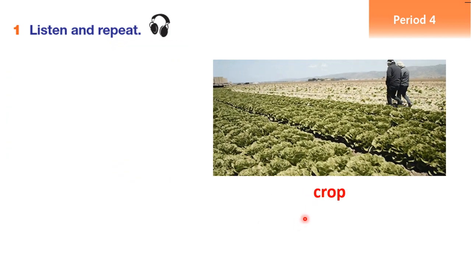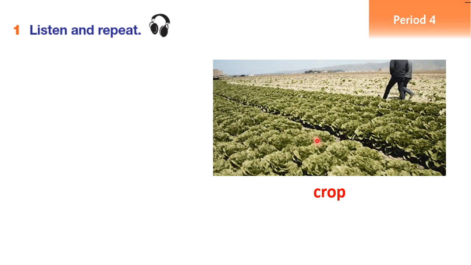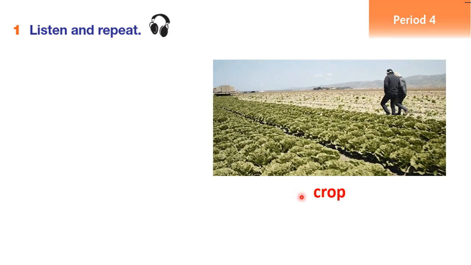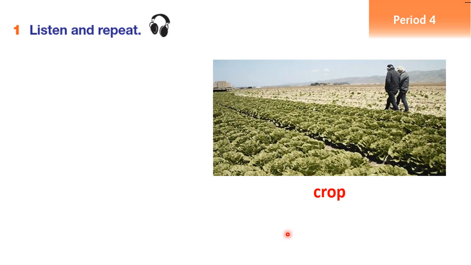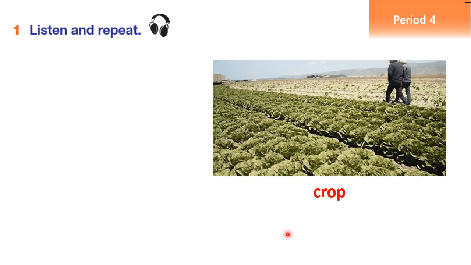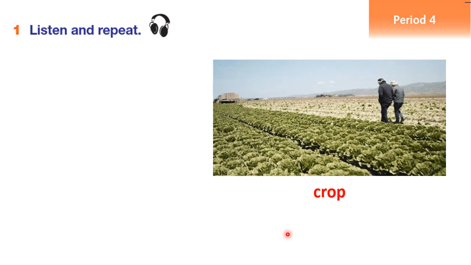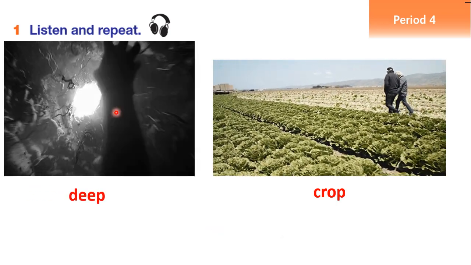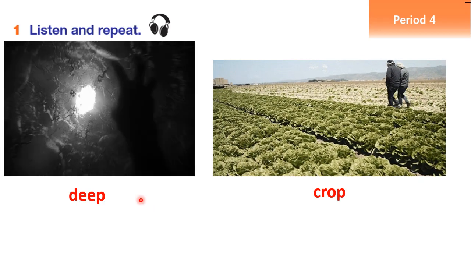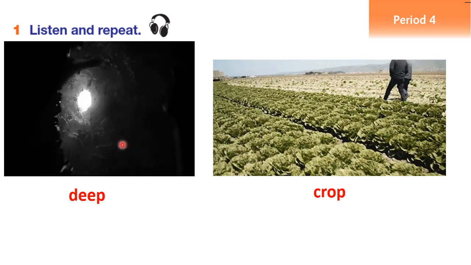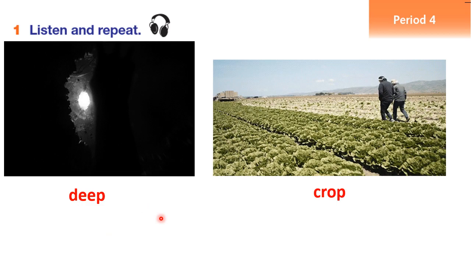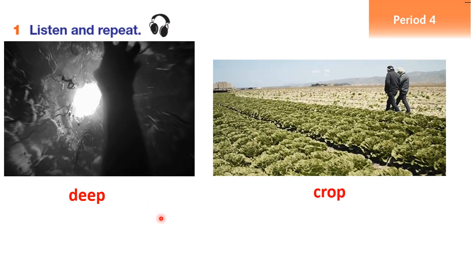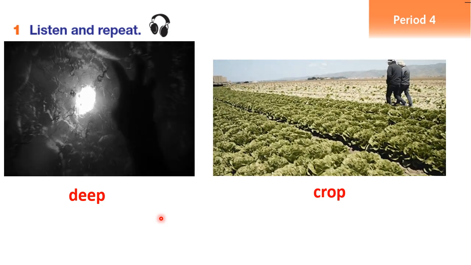So what do you think this is? Crop. Crop means محصول. Deep. Do you see how deep this hole is? Deep. Thank you very much. Deep. عميق.